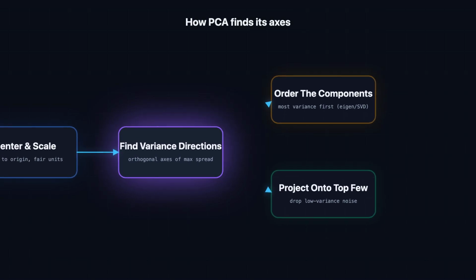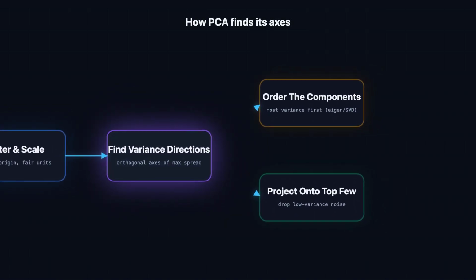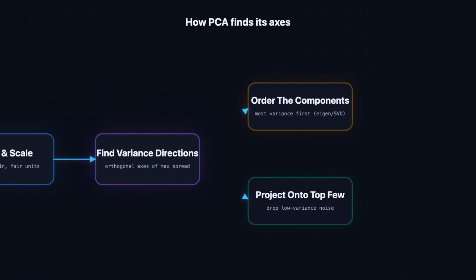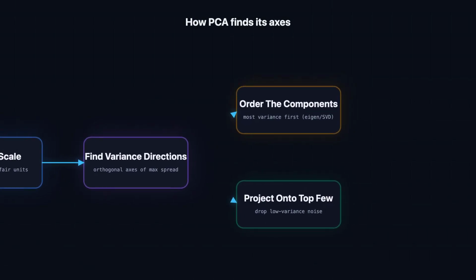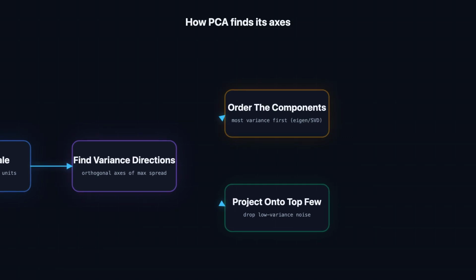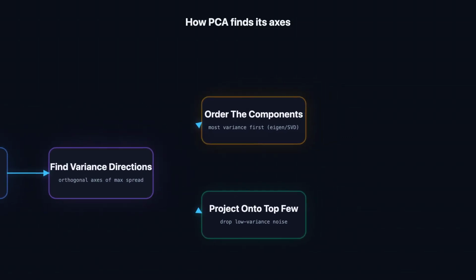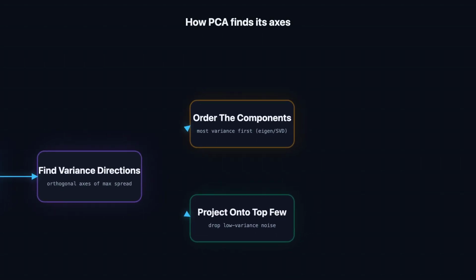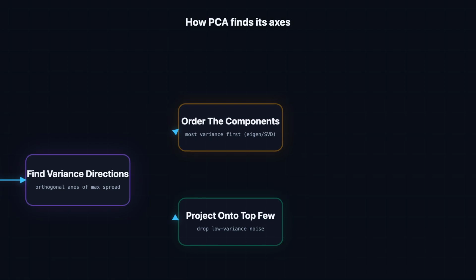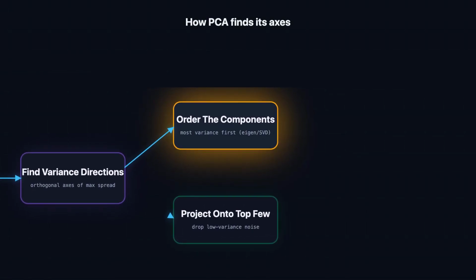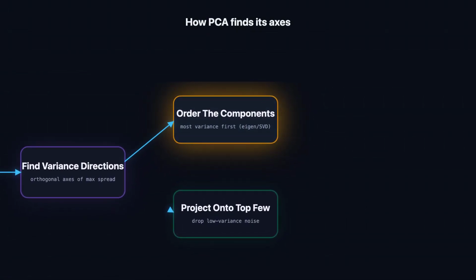Then PCA hunts for direction. It searches for orthogonal axes, directions at right angles to each other, along which the data spreads out the most. The first such axis points straight along the direction of greatest variance in the whole cloud of points. Once found, these directions get ranked in order.